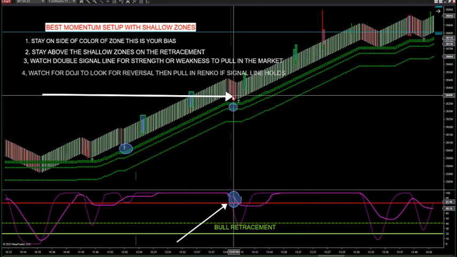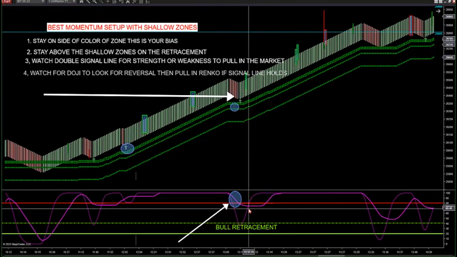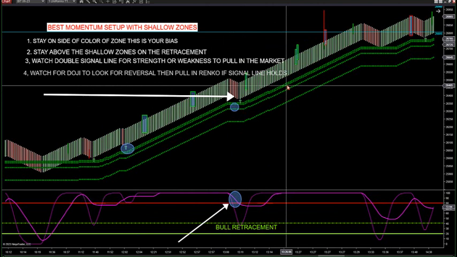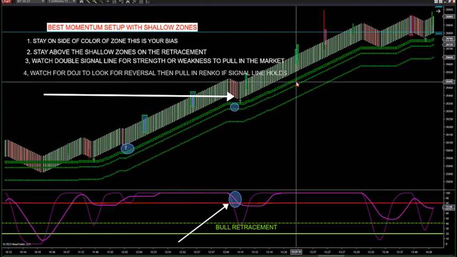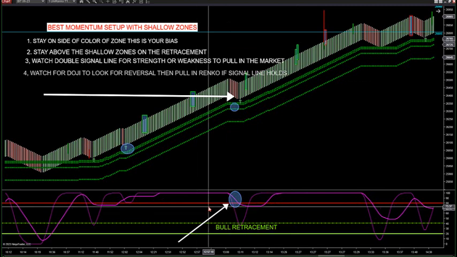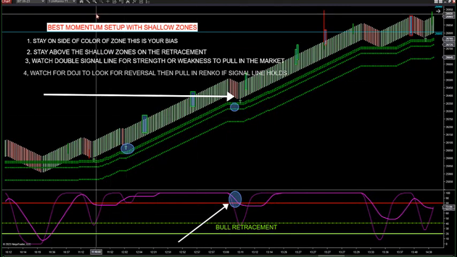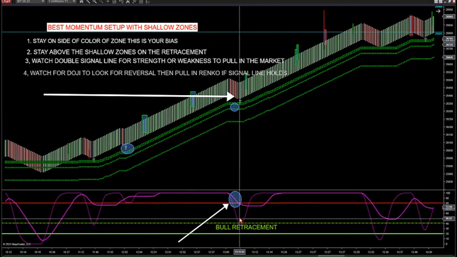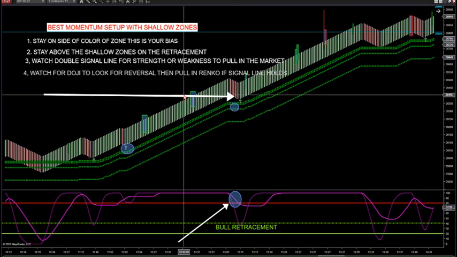All right, so you can use that. You can use the shallow zones to your benefit for strength and weakness. You can use a double oscillator to help you understand when the best trades are and when there's qualified or non-qualified trades. Let's go to the next one.